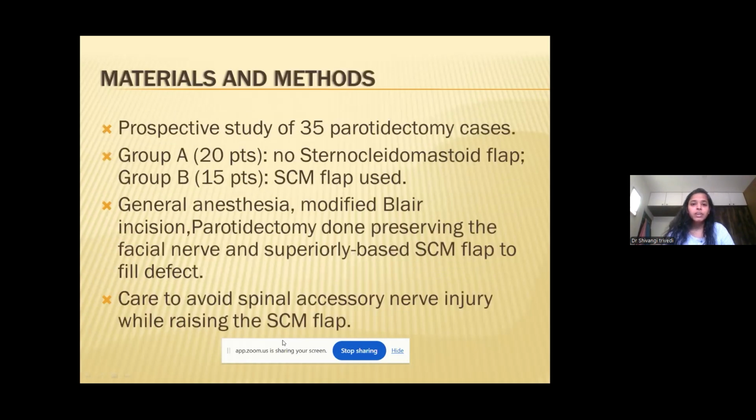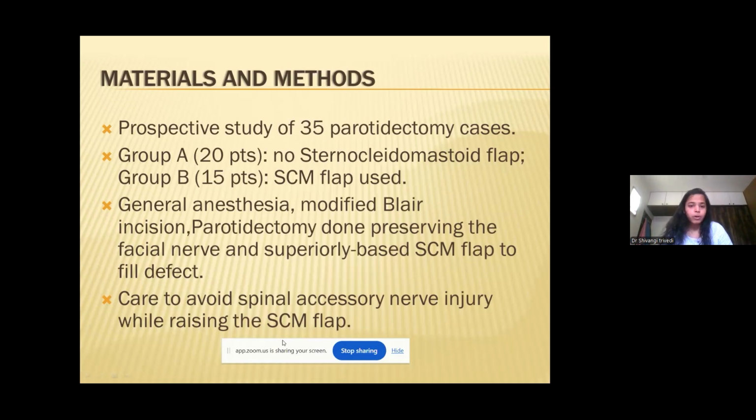In our study, we did a prospective study of 35 parotidectomy cases. We analyzed them in two groups. In group A, there was no use of sternocleidomastoid flaps post surgery, and in group B, which had comparatively fewer patients, around 15 patients, we used this flap.